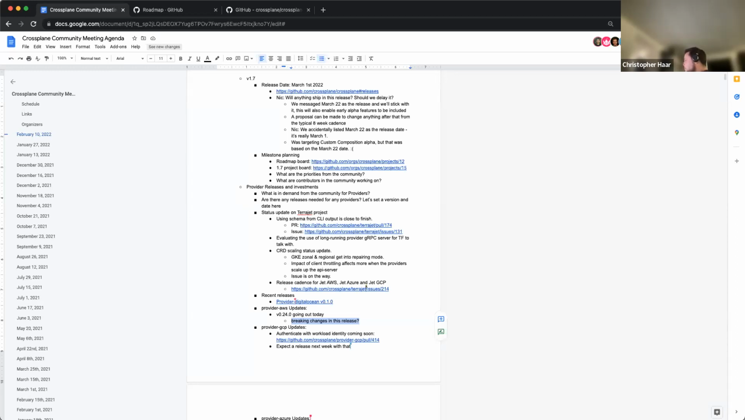So yeah, I believe there are lots of new resources in this release as well, and also some enhancements, especially regarding the RDS. And as Christopher mentioned, a lot of V1 Beta 1 level support for some of the resources.